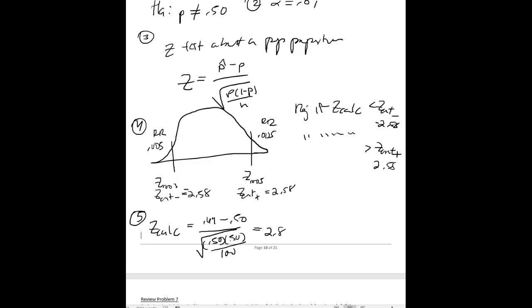We get 2.8. And then in step 6, we would say we reject because Z-calc is greater than Z-crit positive. 2.8 is greater than 2.58. All right, and then in step 7, we would say significant evidence exists, or we have significant evidence to suggest that the college graduate success rate differs from 50%.